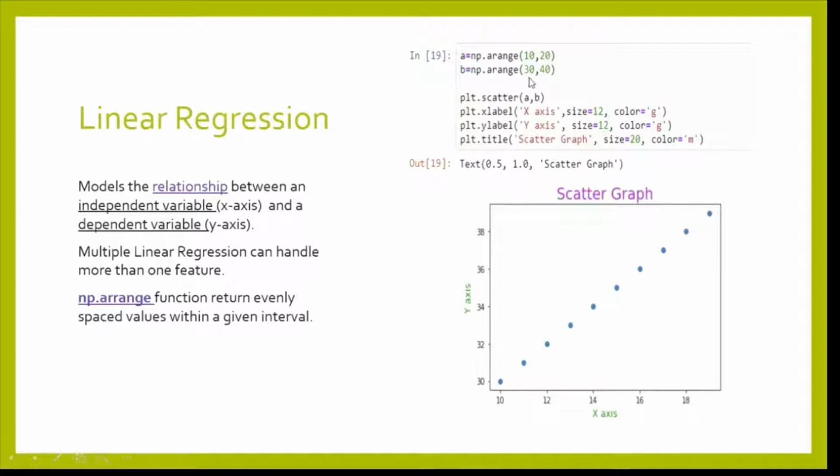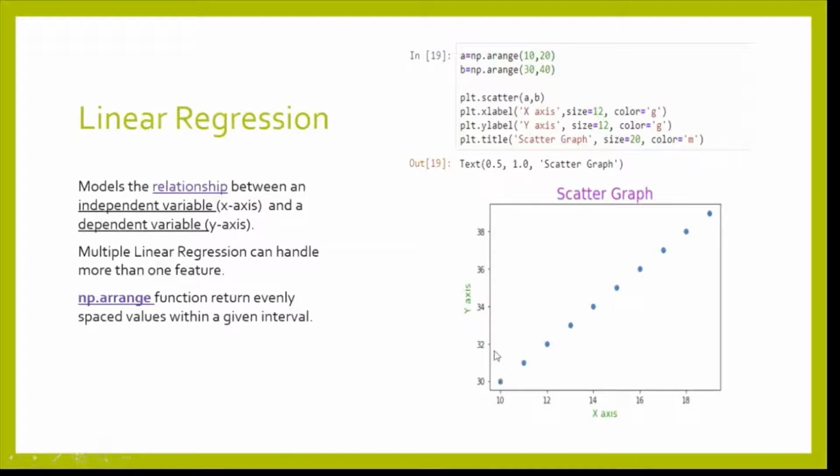Similarly here in b, I have it between 30 and 40. Again, it has arranged itself automatically with a difference of 2. And it has given me a scatter plot. And this scatter plot, as you can see, is a perfect positive linear relation. And this is linear regression, as you can see.